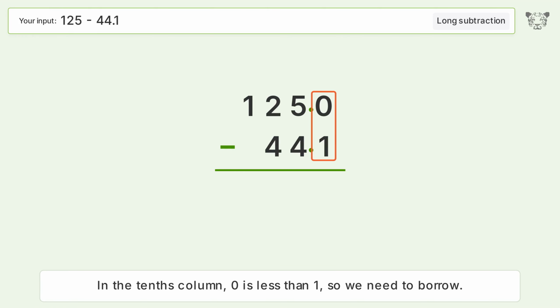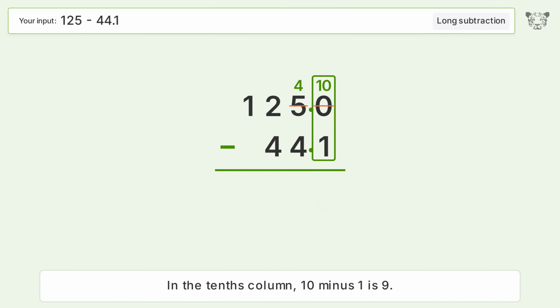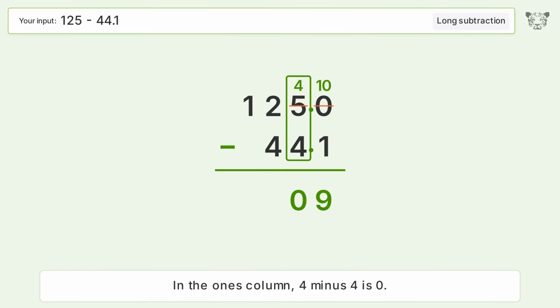In the tenths column, 0 is less than 1, so we need to borrow. Borrow 1 from the ones column. 5 becomes 4. The 0 in the tenths column becomes 10. In the tenths column, 10 minus 1 is 9. In the ones column, 4 minus 4 is 0.